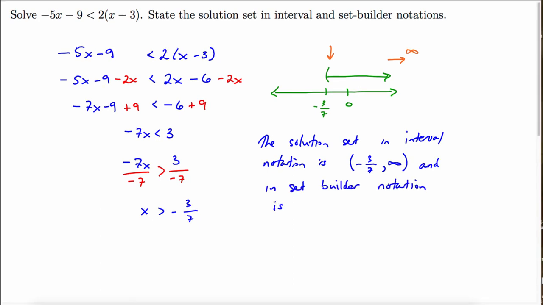Now stating the solution set in set builder notation, this would become the set of all x's such that x is greater than negative 3/7. As long as your x value is greater than negative 3/7, it would be part of the solution set, which is what that notation is telling us.